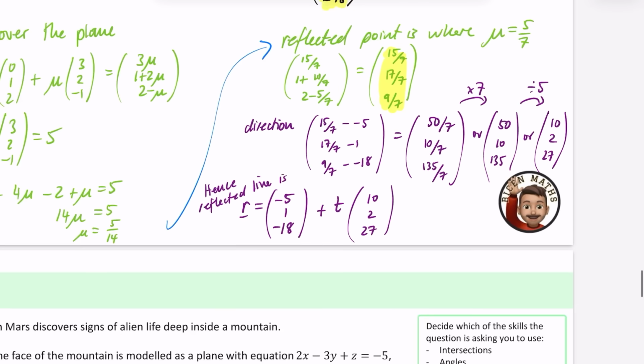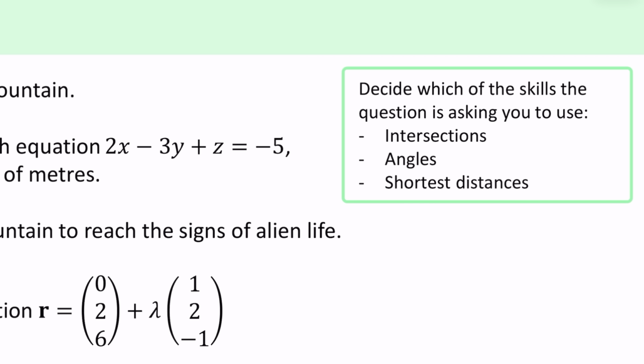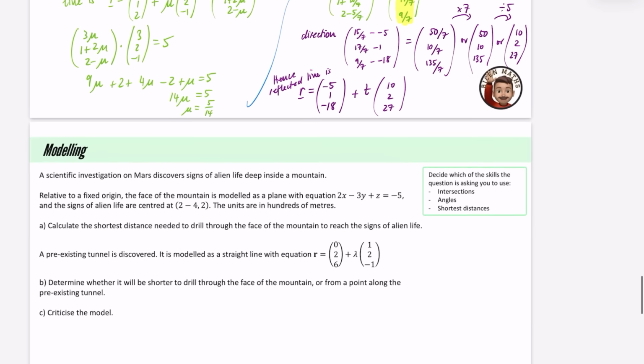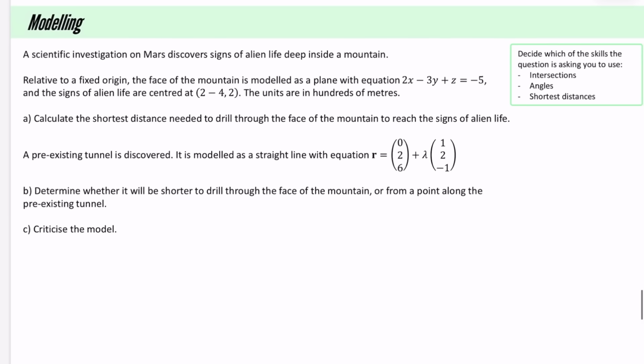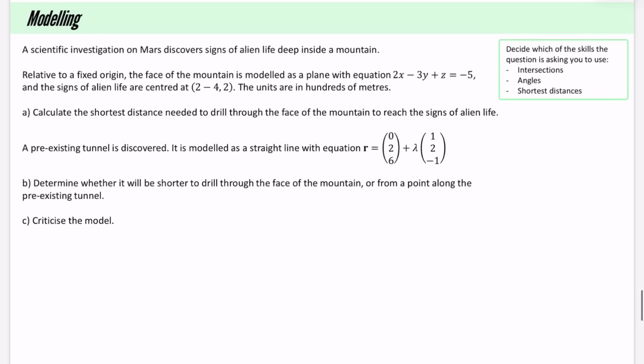So we will finish off with a modelling question. And when you do these modelling questions, all you really need to do is read through and decide which of these many skills we've been looking at the question is asking you to use, and then just go ahead and actually use those skills. It's usually intersections, angles, shortest distances. There might be some other things, but this is generally the sort of stuff that we will be thinking about in these questions. Let's read through it and finish off this incredibly massive video.